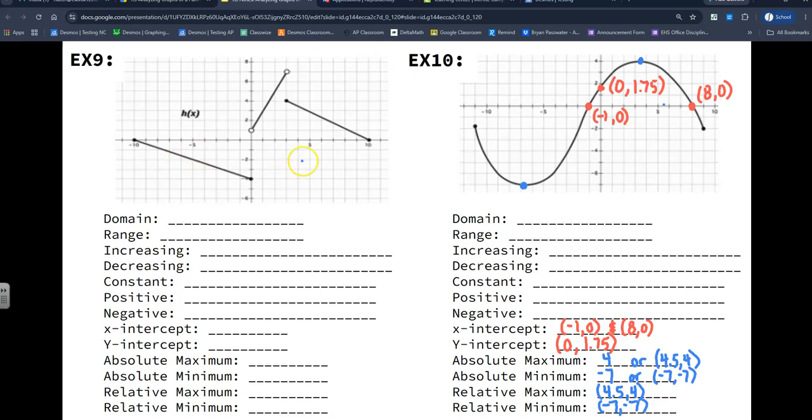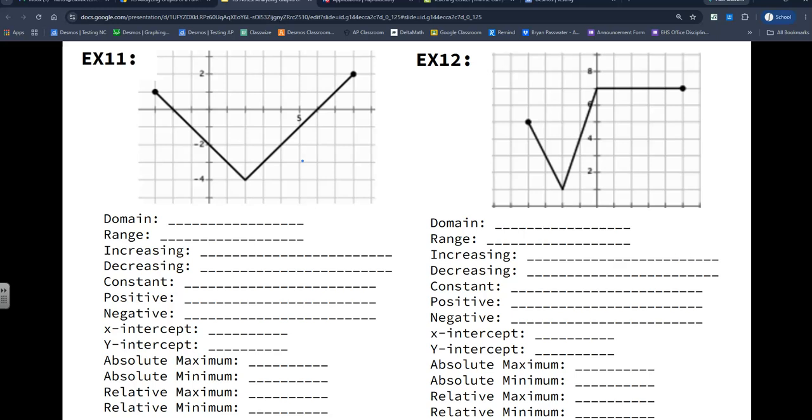All right, let's do number 11. Okay, so for number 11, we've got to find the domain.